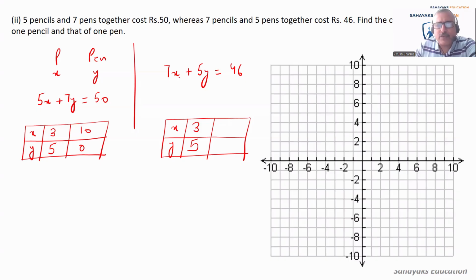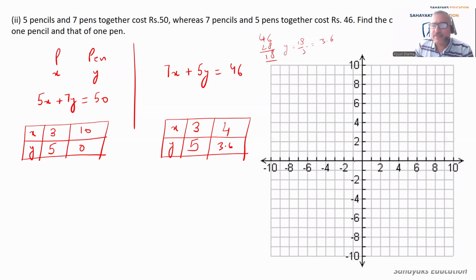So I'll put any value for x. I'll just take 4. So 7 4s are 28. So 46 minus 28, that is 18. So the y comes out to be 18 divided by 5. 18 divided by 5 is 3.6. So now plot these points.